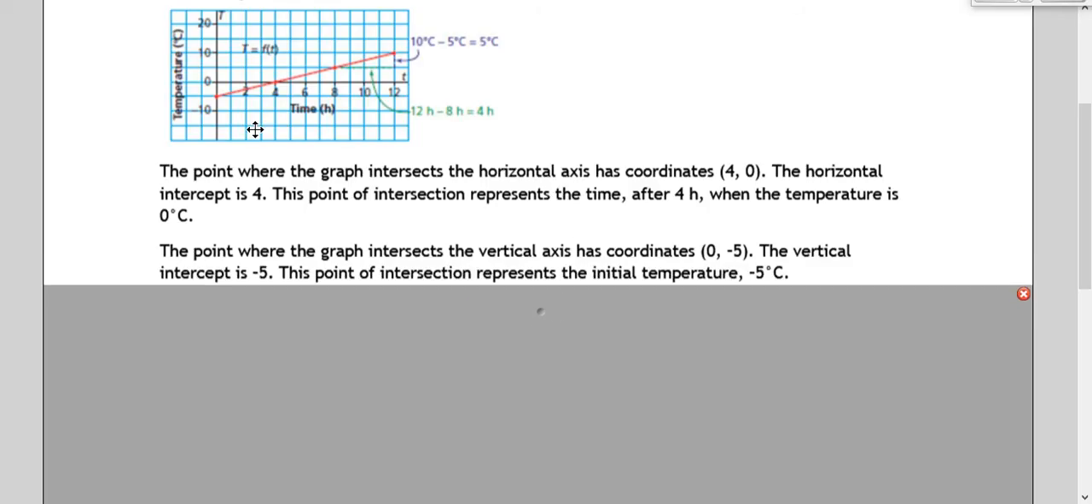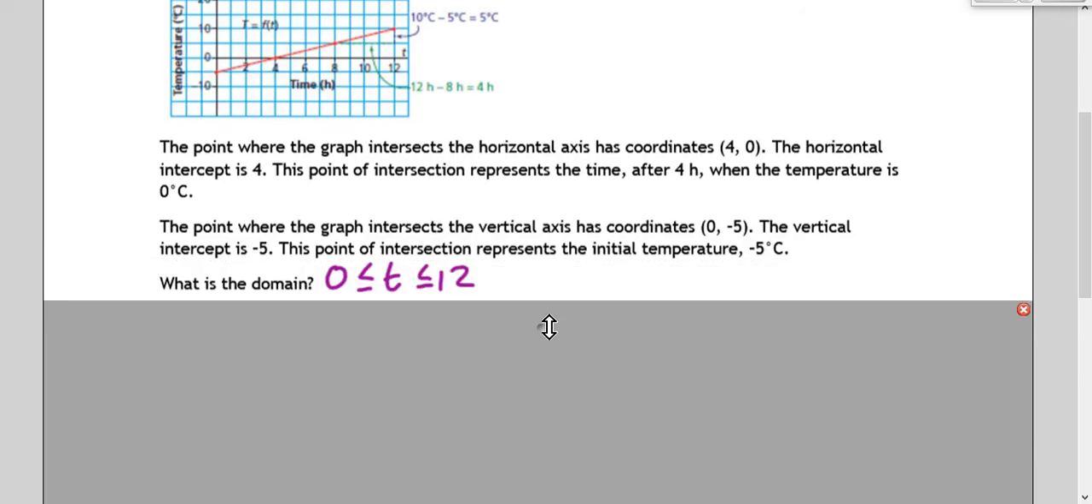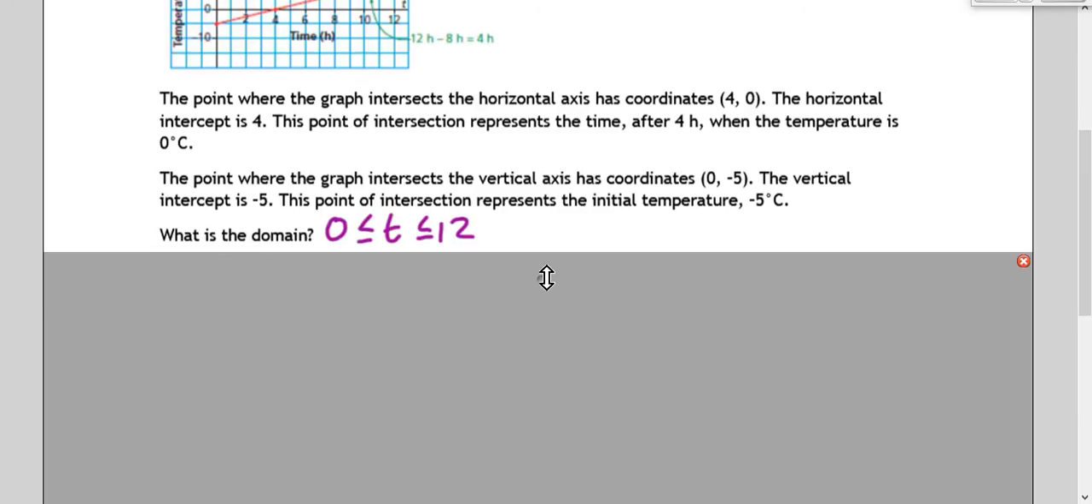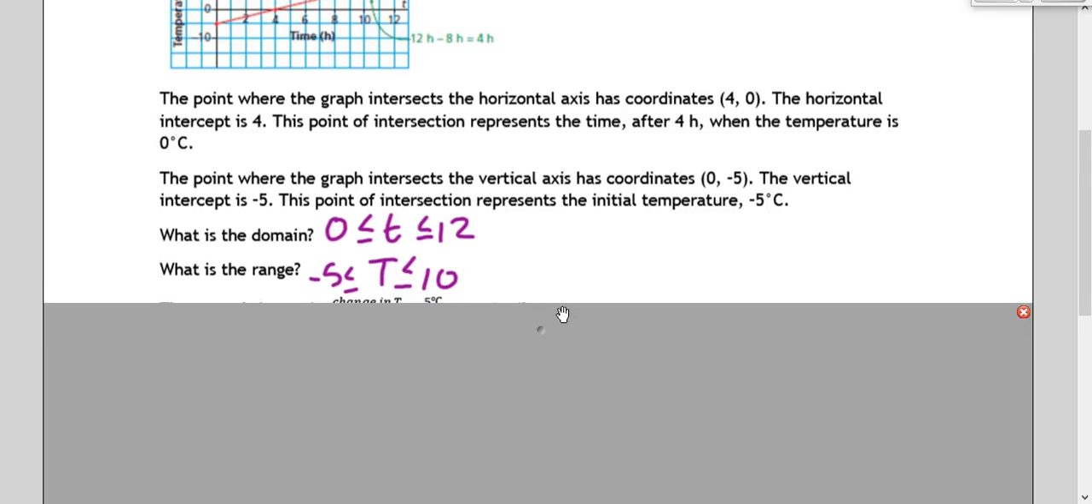The point where the graph intersects the vertical axis has coordinates (0, -5) because x equals 0. The vertical intercept is -5. This point of intersection represents the initial temperature. Our domain is 0 less than or equal to t less than or equal to 12, and we can see that because it has stop points. The range, same thing: initial is -5, up all the way to 10.